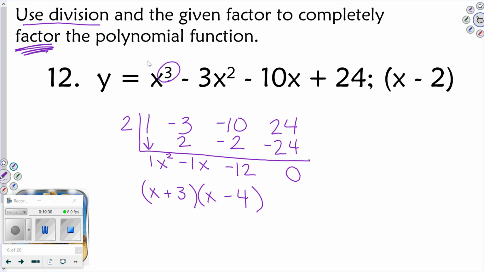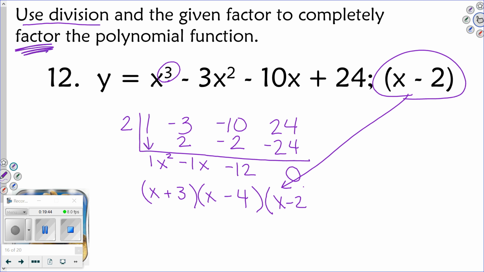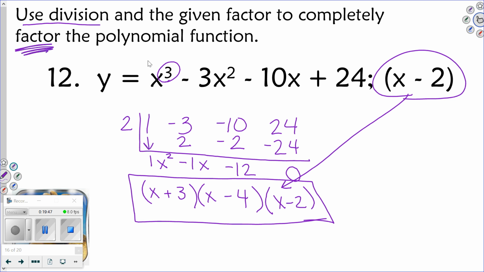So what should my final answer be for this problem? Is it just that? And they gave me one. X minus 2. This is completely factored. There are 3 factors. It was x cubed, so there are 3 factors. Right? I'm going to tell you right now, about half of you in here on your test on this chapter will miss the easy point on this. You'll forget the x minus 2. It's given. You just need to remember to write it in your answer, and people will forget.